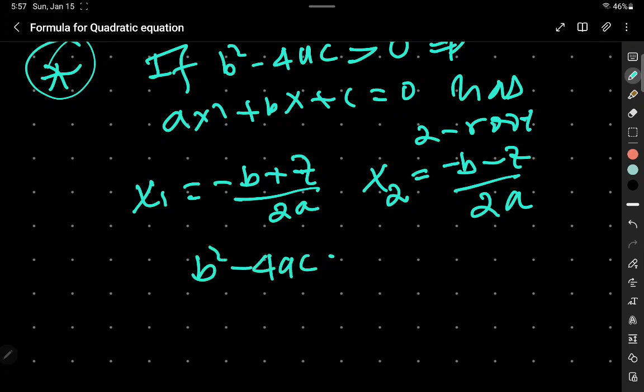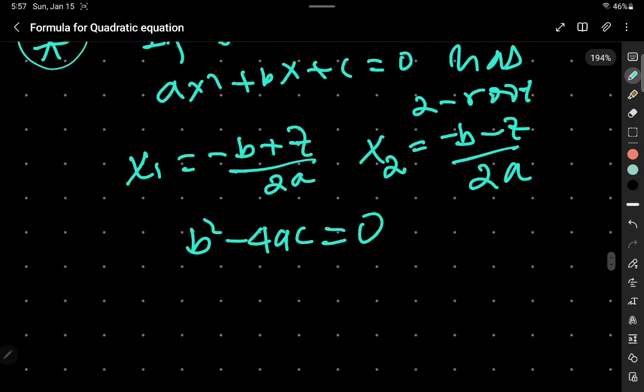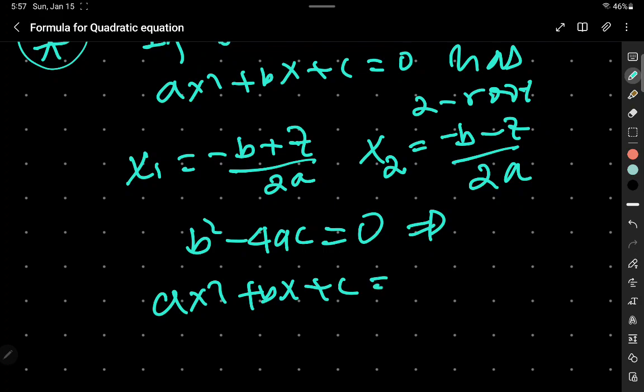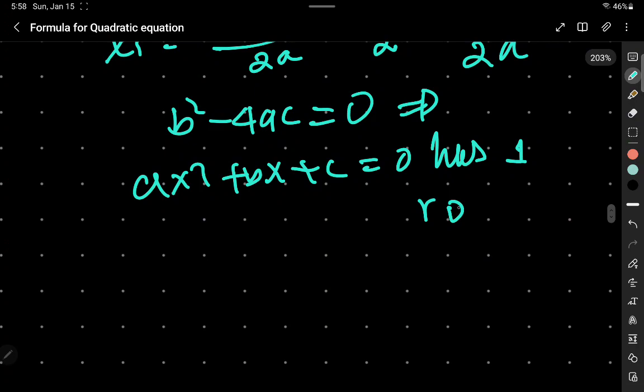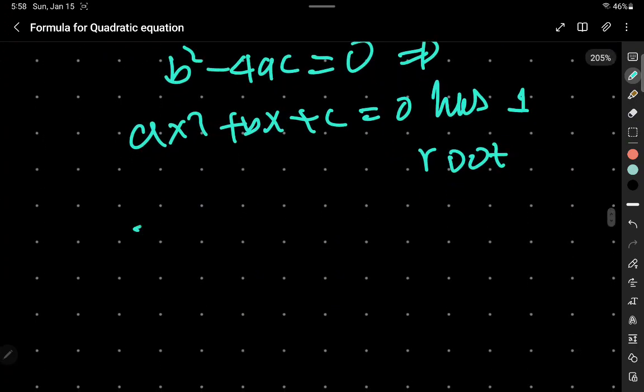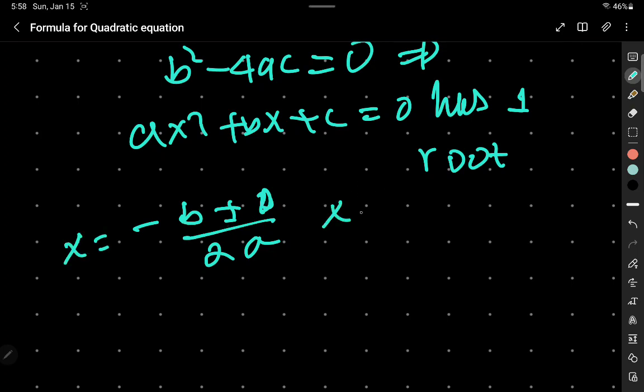Now, in the case where b squared minus 4ac is 0, this implies the quadratic equation ax squared plus bx plus c equal to 0 has only one root. And the root is minus b plus or minus z, where z is already 0, over 2 times a. So from minus b, you either add or subtract 0, it's the same thing. So the root x is going to be minus b over 2a.